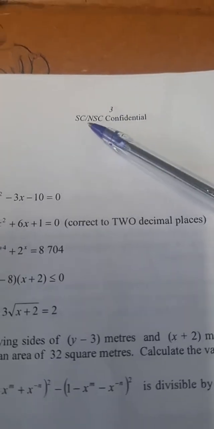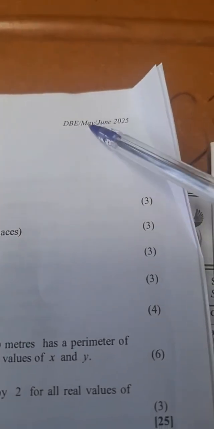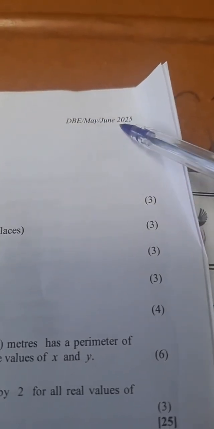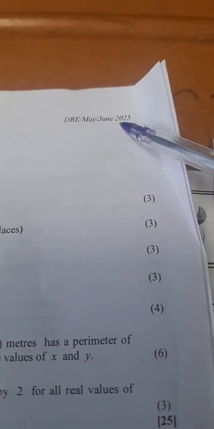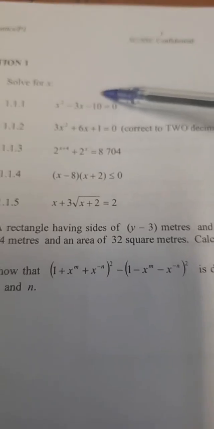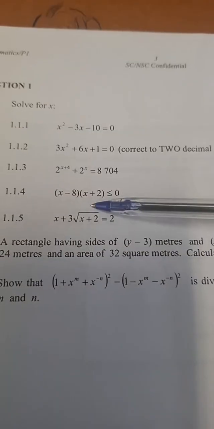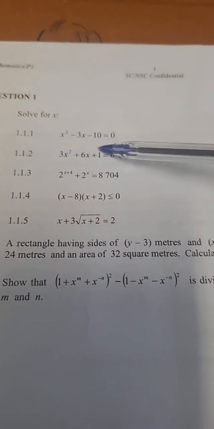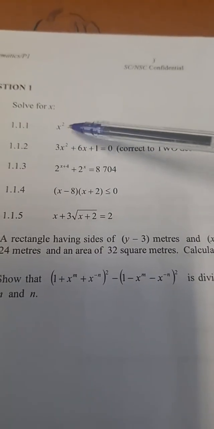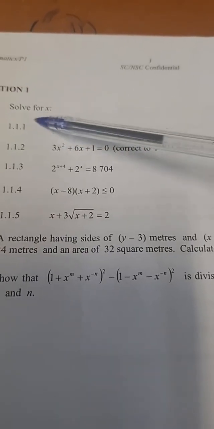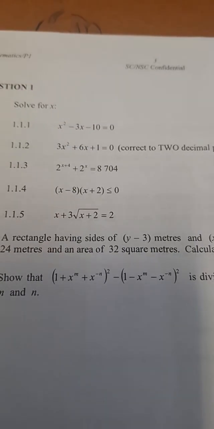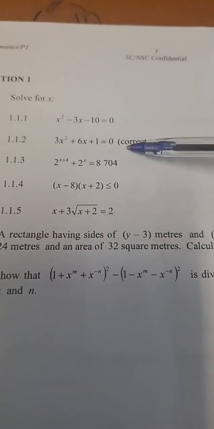This is a paper that was written in May or June by rewriting learners that are in grade 12. So 1.1.1: all learners that are in grade 9, 10, 11, and 12 can answer question number 1. Alright, and that is a fact that cannot be denied.